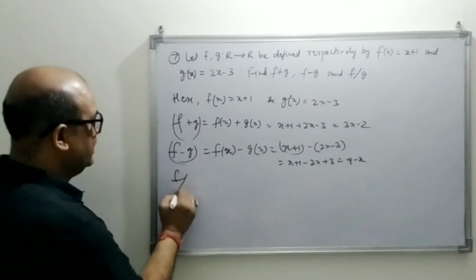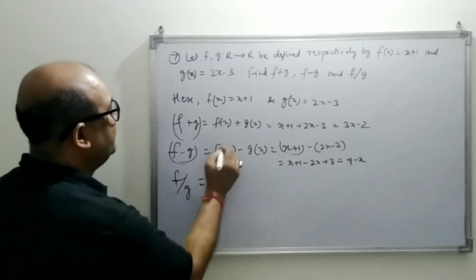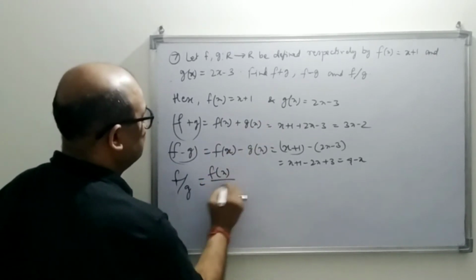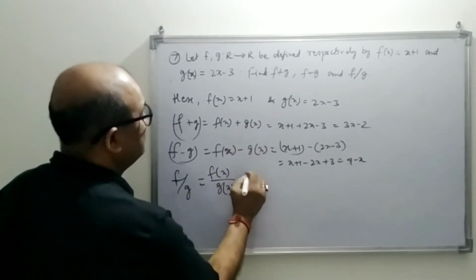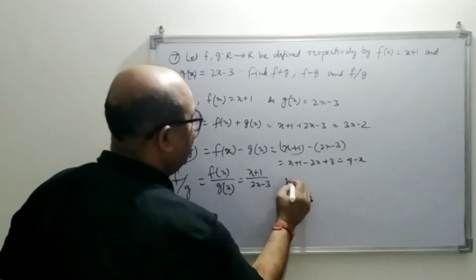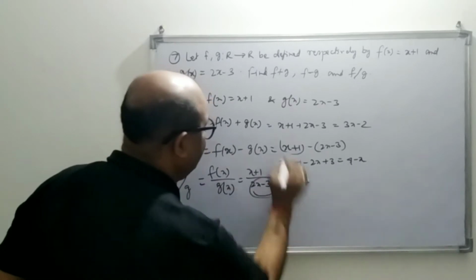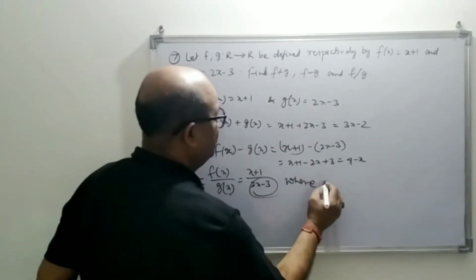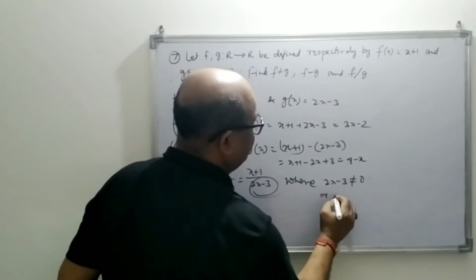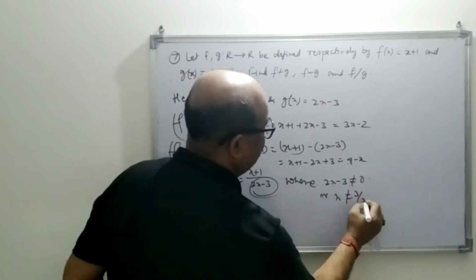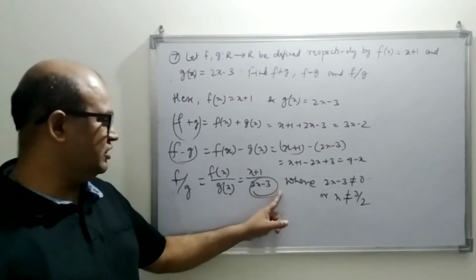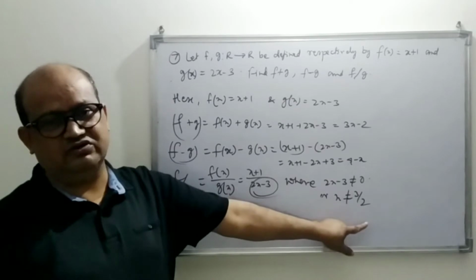Now next is f by g. What is f by g? f by g means function f(x) by function g(x). That is x plus 1 upon 2x minus 3. Here the denominator should not be equal to 0. So 2x minus 3 is not equal to 0, or you can write x is not equal to 3 by 2.